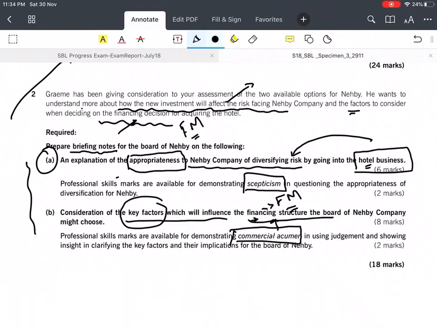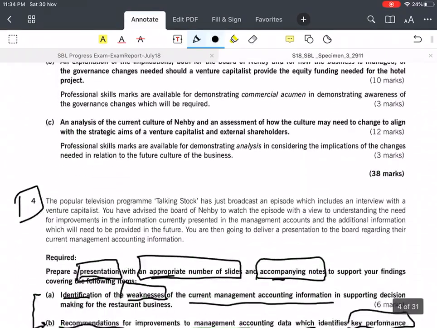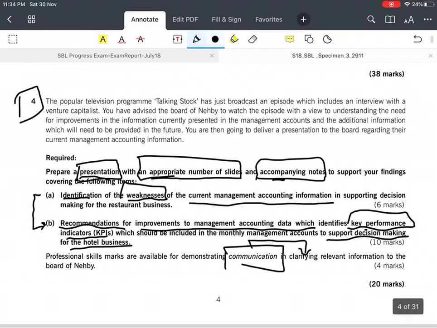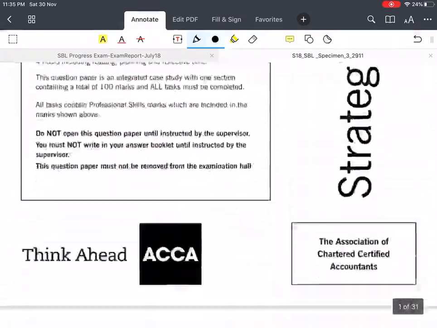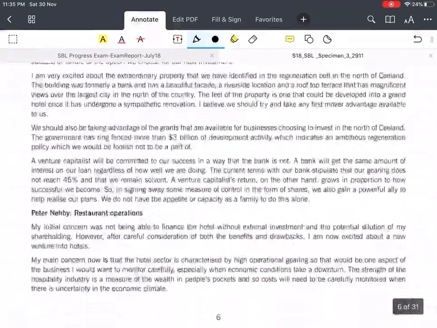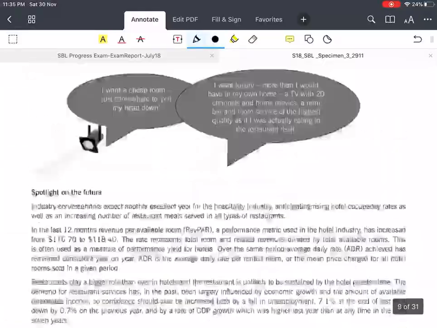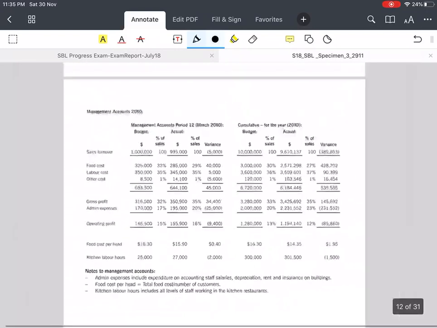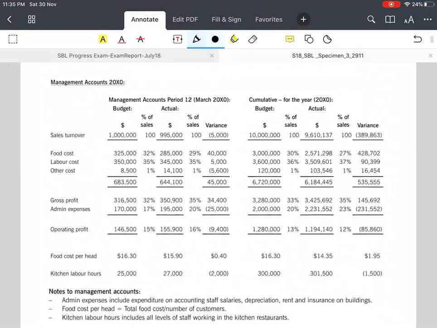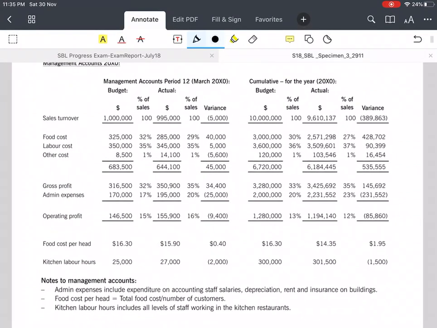So this was the second requirement, and now let's move towards the fourth requirement, in which we were supposed to prepare a presentation followed by accompanying notes. The first part was to identify weaknesses of the current management account information. Now, if we go back to the exhibit in which the management accounting information was given, we will be in a better position to identify the weaknesses in that report. So here we go. Here is the exhibit in which we have the management accounts.